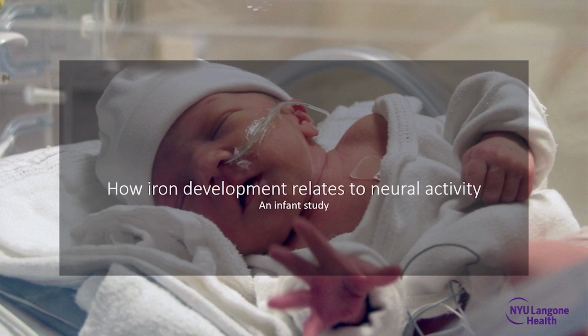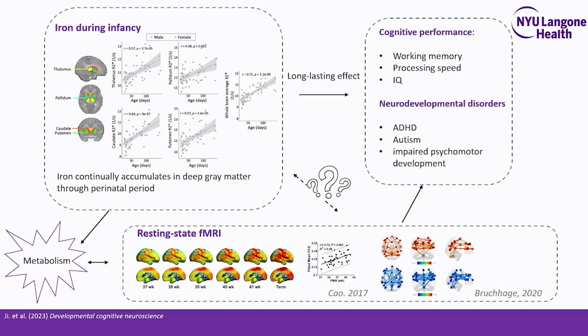So the next study I'm going to talk about is how iron development relates to neural activity. We already know that iron is coupled with cognition, and there are a bunch of studies showing that resting state fMRI is related to cognition. So it's natural to think about how iron and resting state fMRI relate to each other. We believe there is an underlying biological mechanism: iron is critical in many metabolic and energetic processes, and these processes are also related to neural activity.